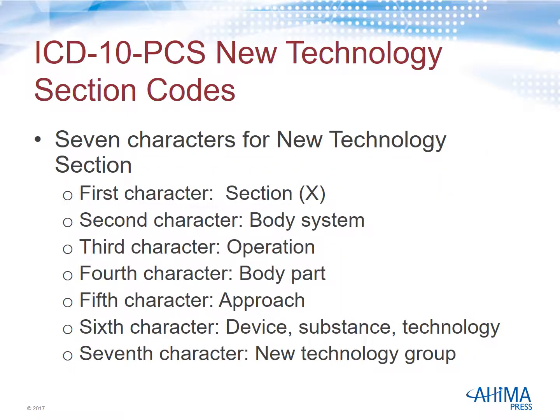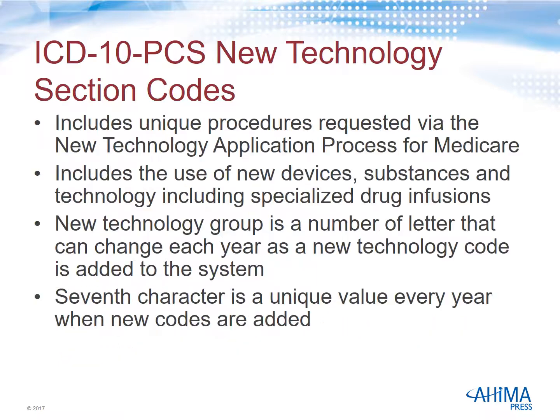7 characters for new technology section. The first character section, X. Second character is your body system. Third character, operation. Fourth character, body part. Fifth character, approach. Sixth character, device, substance, or technology. And the 7th character is the new technology group.